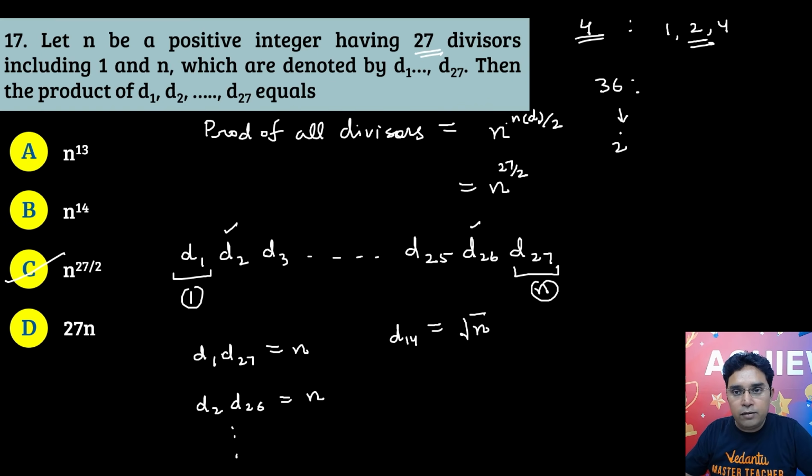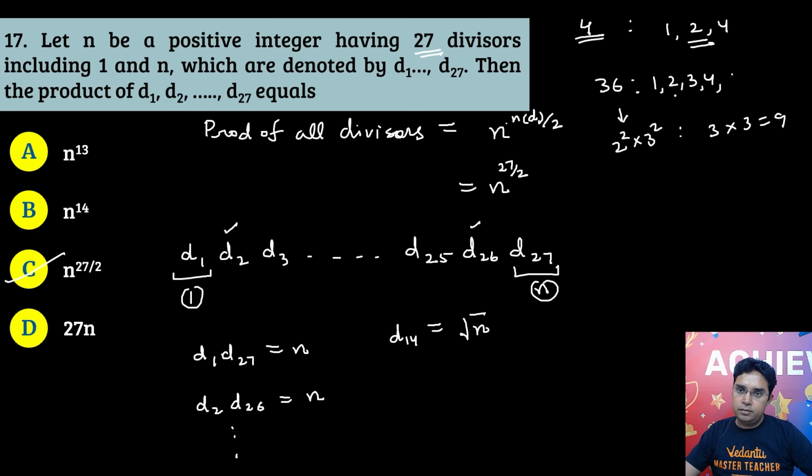For any number you can check, like 36. 36 is 2 power 2 into 3 power 2. So the number of divisors here would be 3 into 3, that is 9. If you arrange the divisors: 1, 2, 3, next would be 4, and then 6. 6 should be the fifth divisor. Yes, 6 is correct. Then 9, then 12, then 18, then 36. So you can check for all such numbers, first into last, second into second last, and so on. They will give you the number itself.